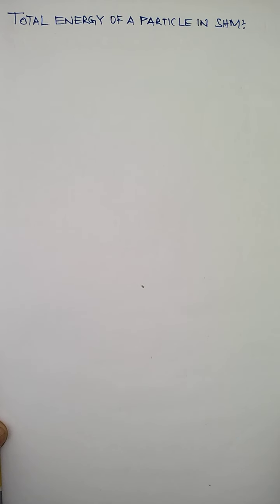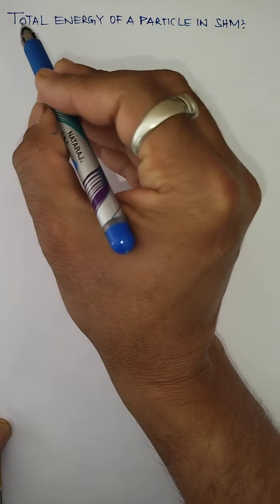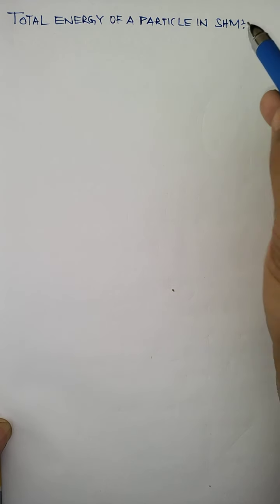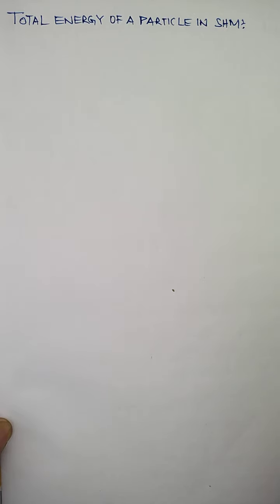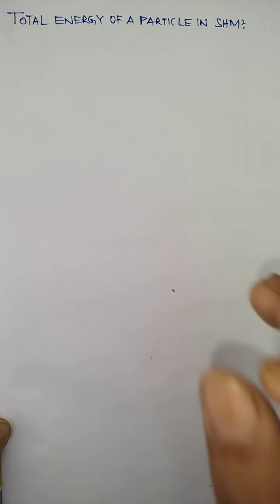Alright dear children, now we go to the next important topic. As I said in the last video also, that means the total energy of a particle in simple harmonic motion. SHM means simple harmonic motion. Okay. Now a particle executing simple harmonic motion possesses both energies.